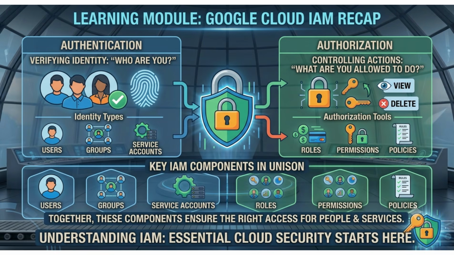Conclusion. Let's recap. Google Cloud IAM helps secure cloud resources through authentication, verifying identity, and authorization, controlling what actions are allowed. Key IAM components: users, groups, service accounts, roles, permissions, policies. Together, these components ensure that the right people and services have the right level of access to cloud resources. Understanding IAM is one of the most important skills for every cloud engineer, because security starts with access control.